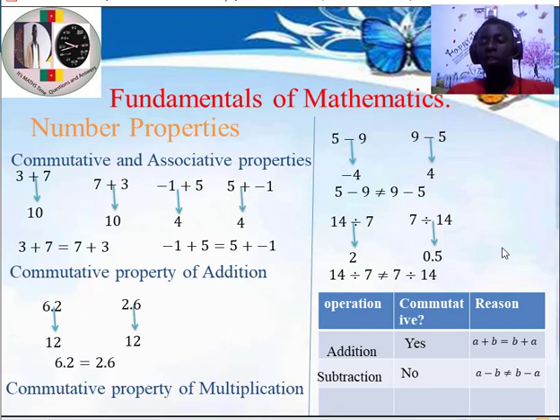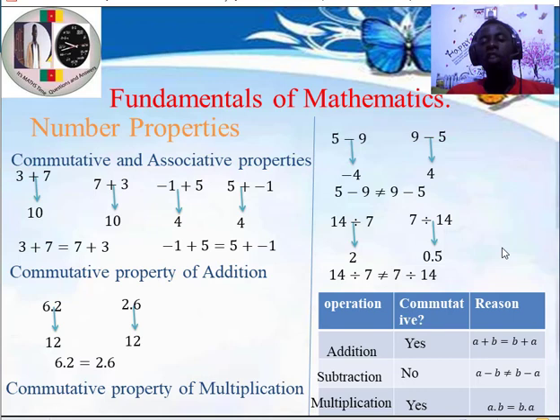What about the other operation? Multiplication. Is multiplication commutative? Yes, it is, because we have said that A times B is the same as B times A. What about the last operation? Division. We have said division is not commutative.